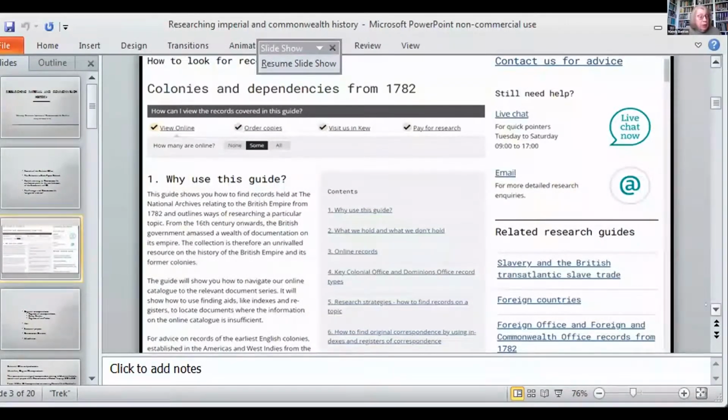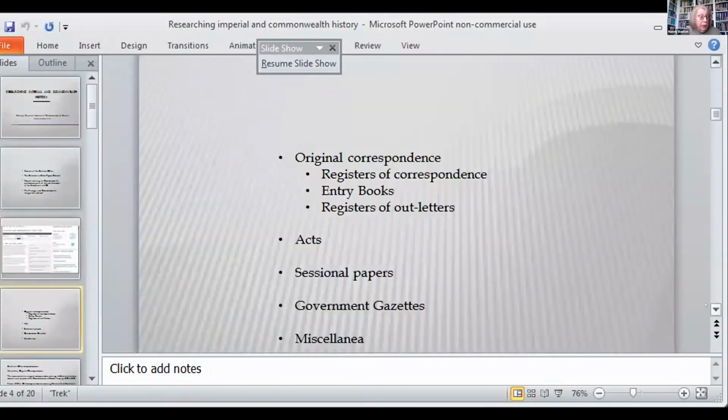Most are devoted to individual dependencies, although by the mid-20th century, some correspondence is organised in subject series, such as economics or social services. They fall into a number of categories, the main ones being these. There are also collections of maps and photographs. I will concentrate on the correspondence and its main finding aid, but just to explain the others.